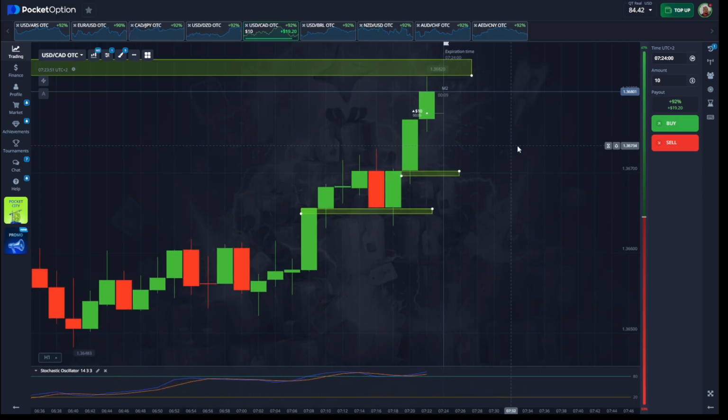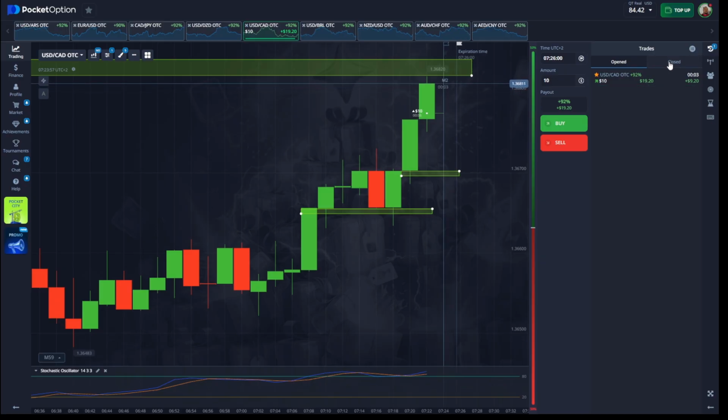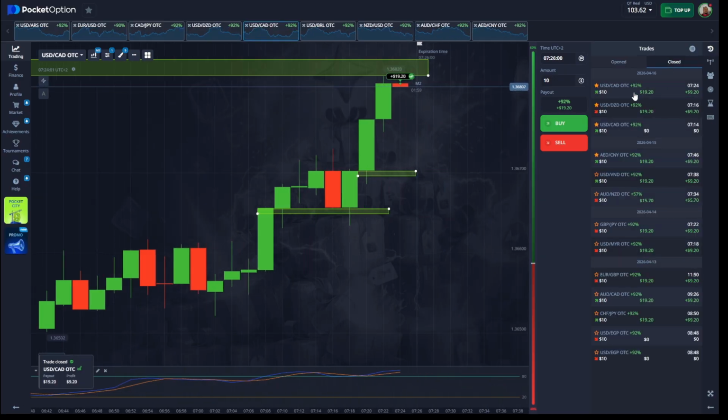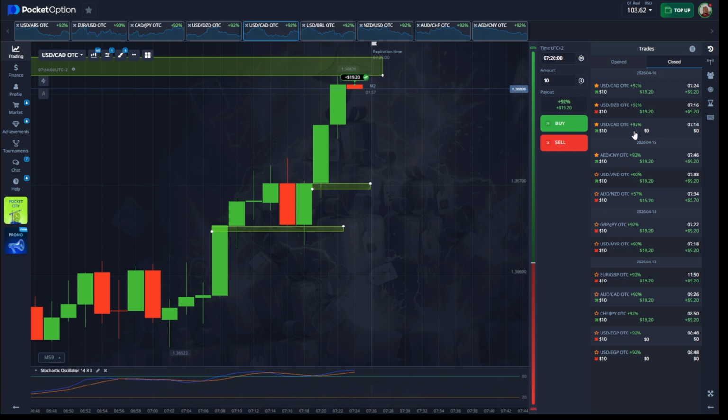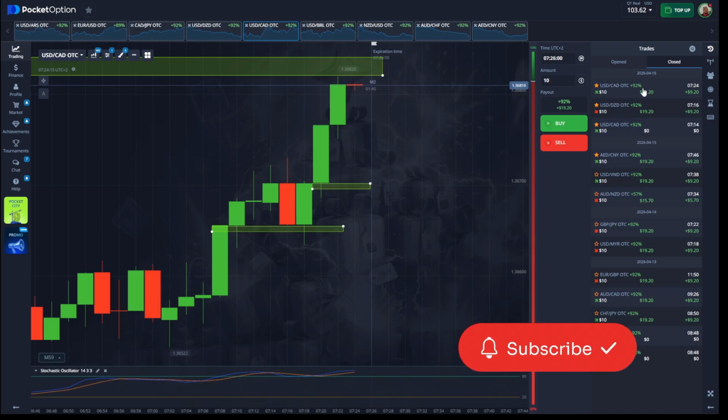Okay, so after this, I think I'm done for the day. So I took three entries. The first one was due to FOMO. I was afraid of missing out on that trade. That was why I took the first one. Then I took the second one properly. The third one was taken properly.